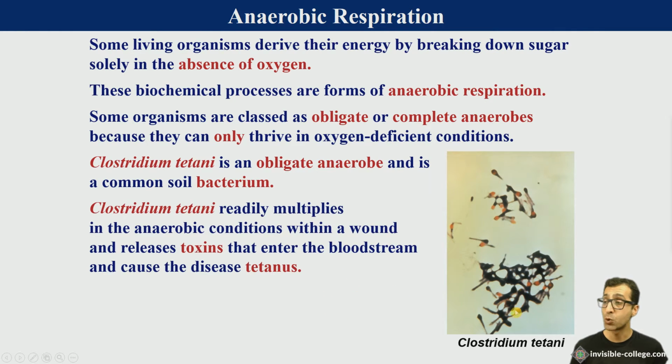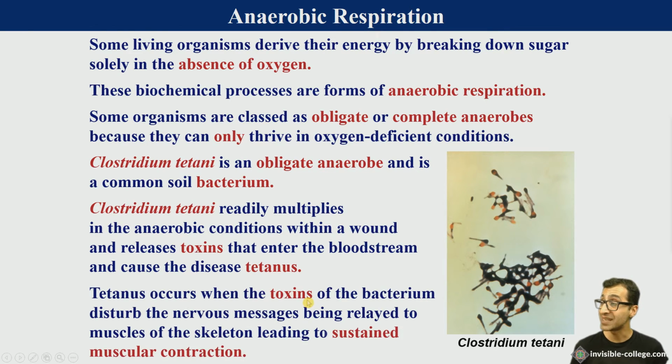These are the organisms responsible for the disease tetanus, and when this organism enters wounds, it can then enter the bloodstream and cause that disease. It does so by the release of a toxin. The toxin interrupts the transmission of impulses to the skeleton, and this leads to sustained muscular contraction. This is referred to as tetany of the muscles.